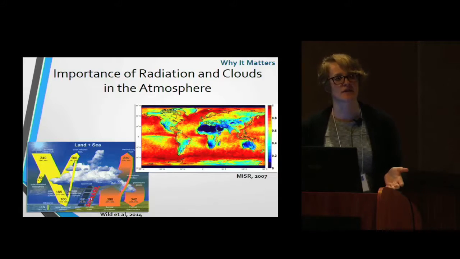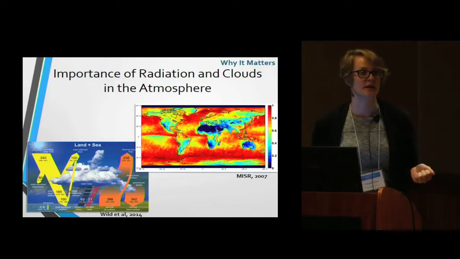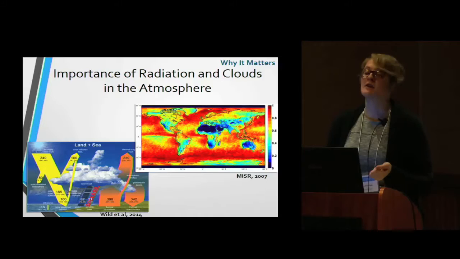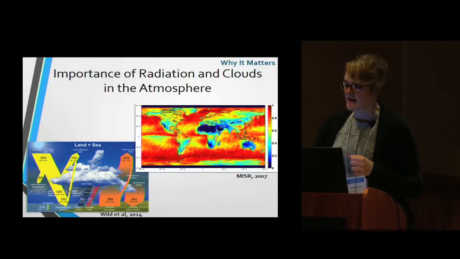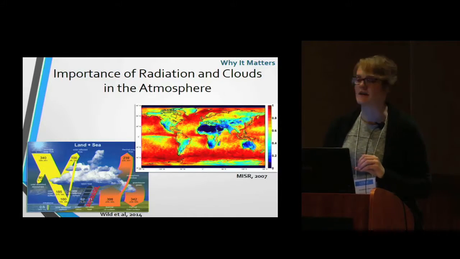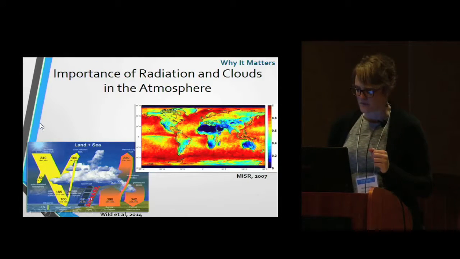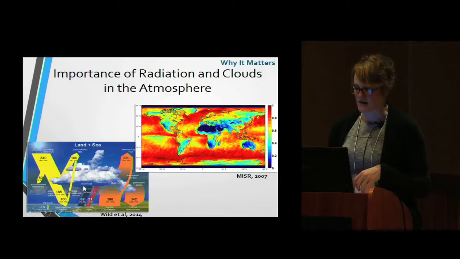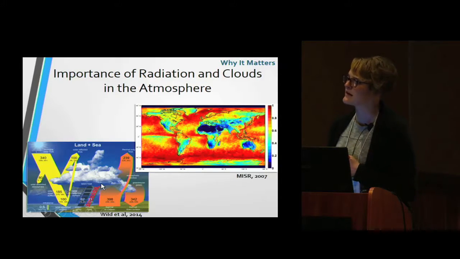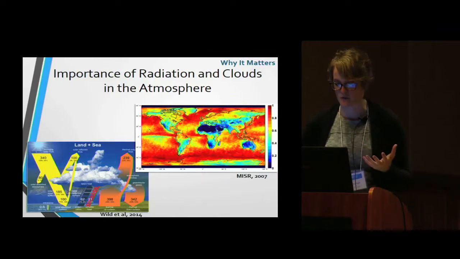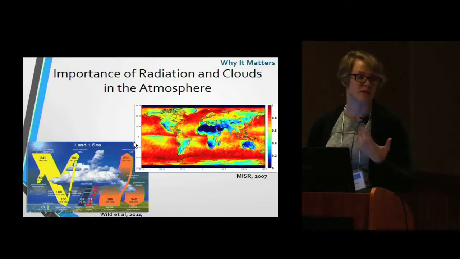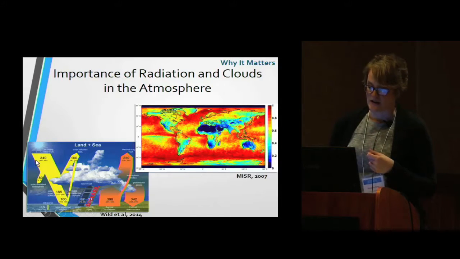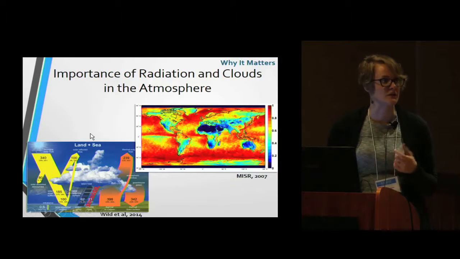But it's not just the horizontal distributions, or the horizontal gradients in temperature that matter. It's also the vertical distributions. And clouds are a major factor in the vertical gradients of heating and cooling in the atmosphere. I put this figure here just to kind of summarize that a lot of the radiation emitted by the atmosphere and the surface, the thermal radiation, is absorbed by clouds before the rest of it can escape to space. And on the other side, the solar radiation coming in, about a third of it is immediately reflected back to space by the atmosphere and clouds.